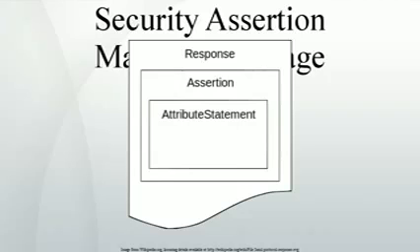Three types of statements are provided by SAML. Authentication statements, attribute statements, authorization decision statements. Authentication statements assert to the service provider that the principal did indeed authenticate with the identity provider at a particular time using a particular method of authentication. Other information about the authenticated principal, called the authentication context, may be disclosed in an authentication statement.